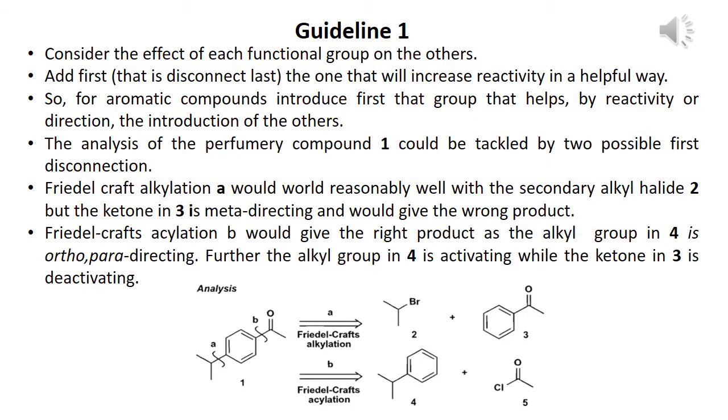Guideline number 1. First, consider the effect of each functional group on the others. We shall have to consider what effect the functional groups are creating on each other. How are they affecting each other? For example, if there are 2, 3, 4 substituents on the aromatic ring, we shall be considering the effect of all of those on each other.